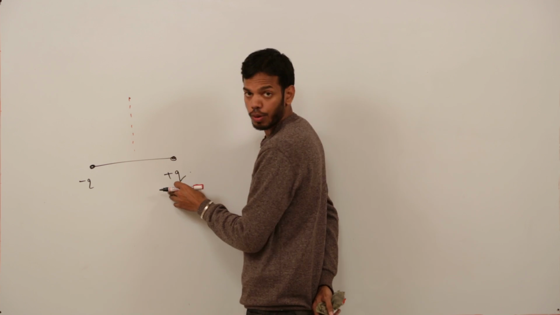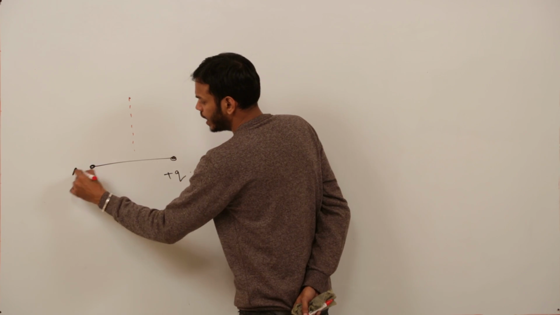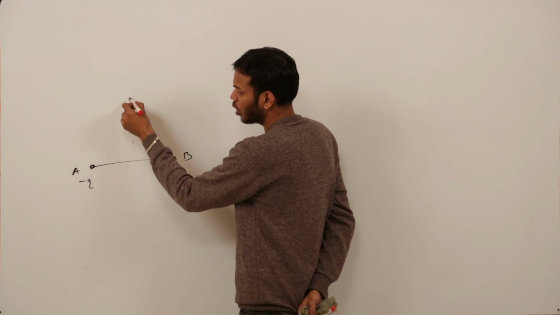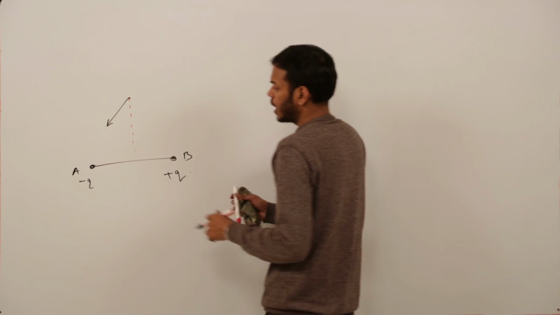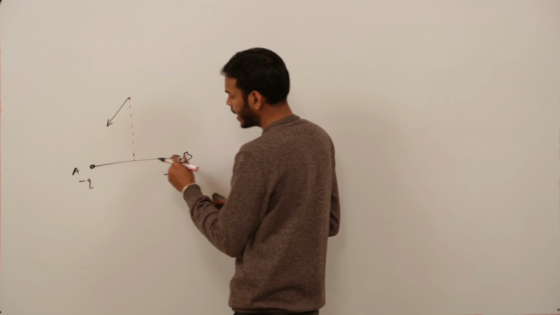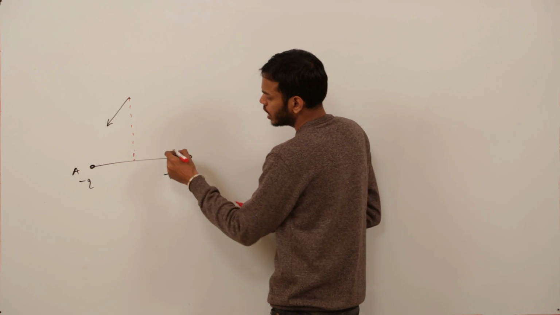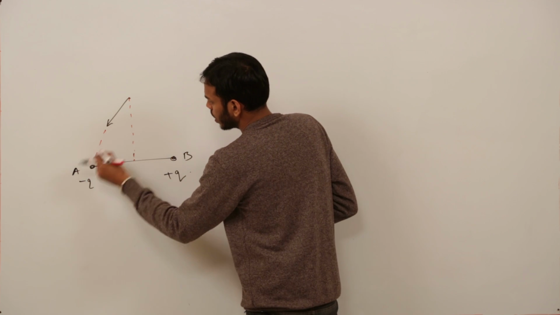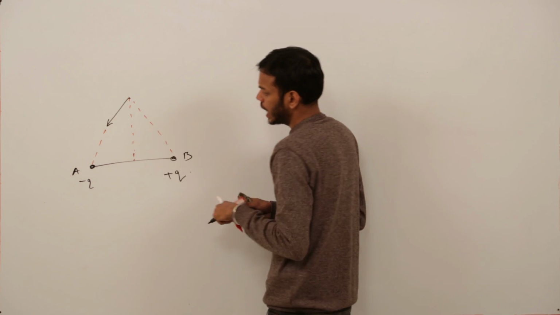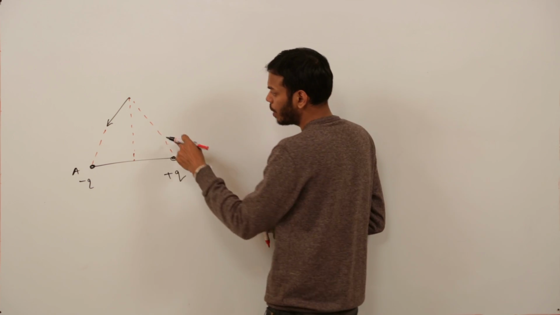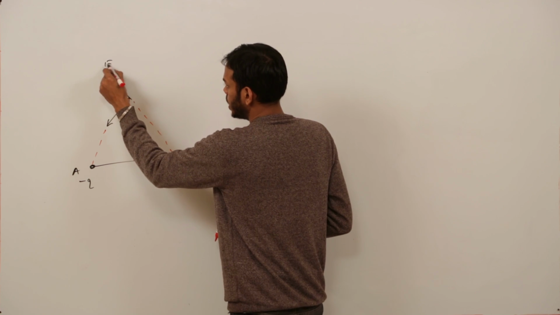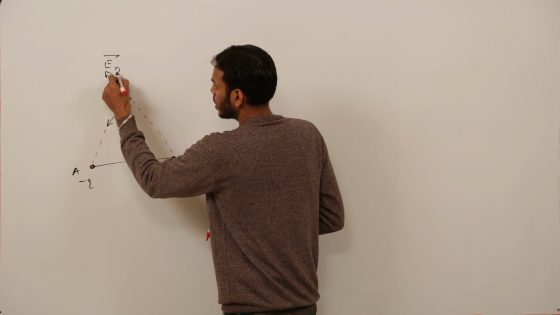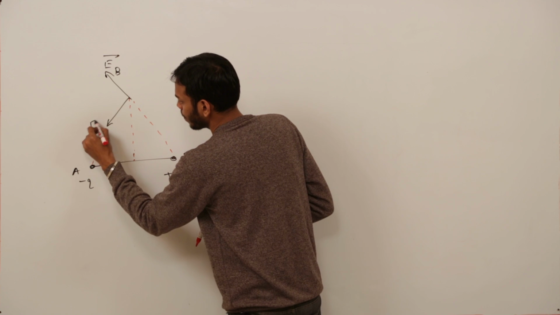This is a negative charge, this is a positive charge. So the electric field due to the particle at A on this point will be vertically inwards. And due to the particle at B, this is a positive charge, so consider the diagram to be this. The electric field due to the particle at B will be vertically outwards, like this. This is EB and this is EA.